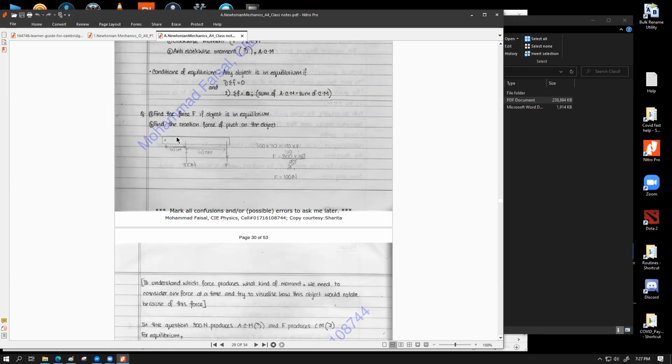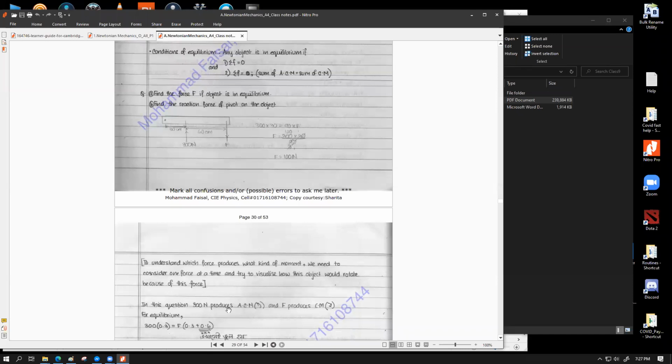So as this bar is going to move up, it is going to rotate anti-clockwise or counterclockwise about this point in this manner. So this 300 Newton is producing an anti-clockwise moment. In this question, 300 Newton produces anti-clockwise moment, and F itself produces the clockwise moment. Because if you consider only the effect of force F, if this 300 Newton force is not working, assume that only F is working here.